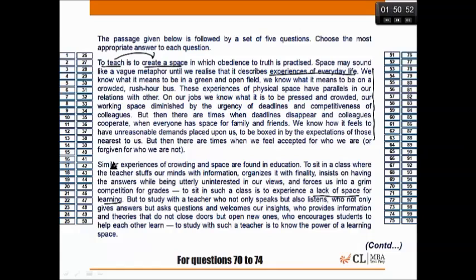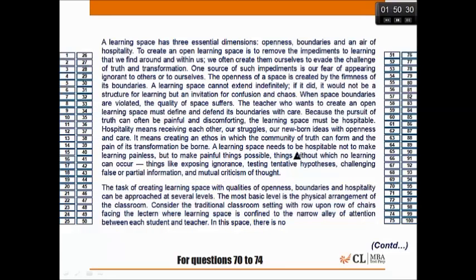But to study with a teacher who not only speaks but also listens, who not only gives the answer but asks questions and welcomes our insights, who provides information and theories that do not close doors but open new ones, who encourages students to help each other learn, to study with such a teacher is to know the power of learning space. Great, awesome. So this we understood. Okay, what does space mean? Fourth paragraph.